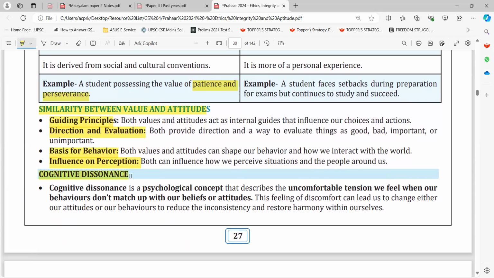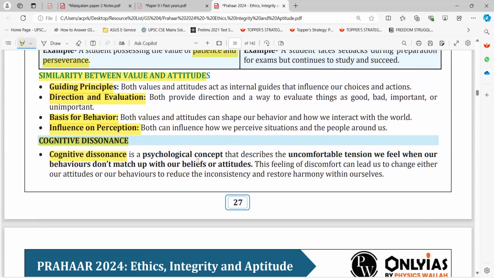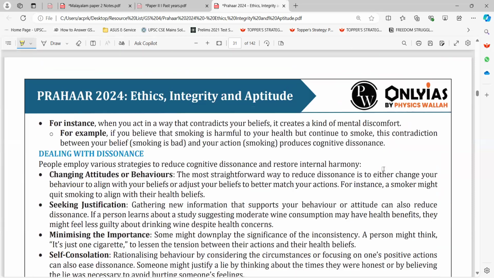Cognitive dissonance. Cognitive dissonance is a psychological concept that describes the uncomfortable tension we feel when our behaviors do not match up with our beliefs or attitudes. This discomfort can lead us to change either our attitudes or our behaviors to reduce the inconsistency and restore harmony within ourselves.